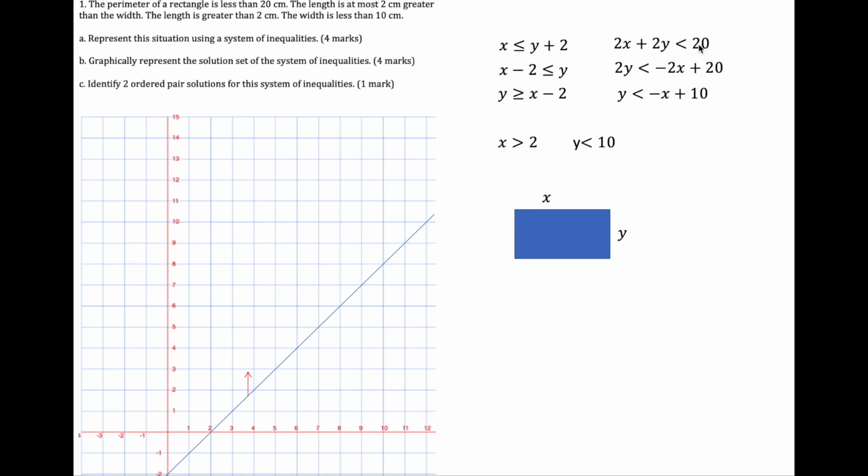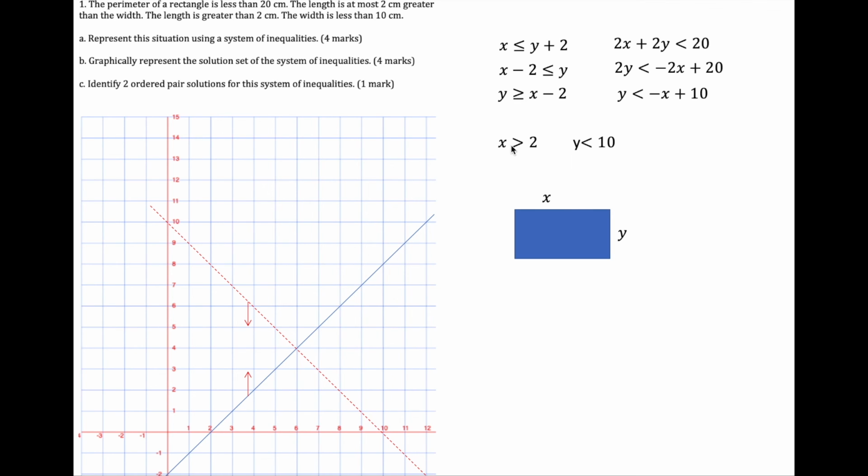2x plus 2y is less than 20, which gives us y is less than negative x plus 10. So my b value is 10, which is right here, and my slope is negative 1 this time, which is negative 1 over 1. Delta x from here, over 1, down 1, over 1, down 1. So my delta y is negative 1, my delta x is positive 1. Over 1, down 1. It's dotted because y is less than negative x plus 10, and because it's less than, we're shading below.